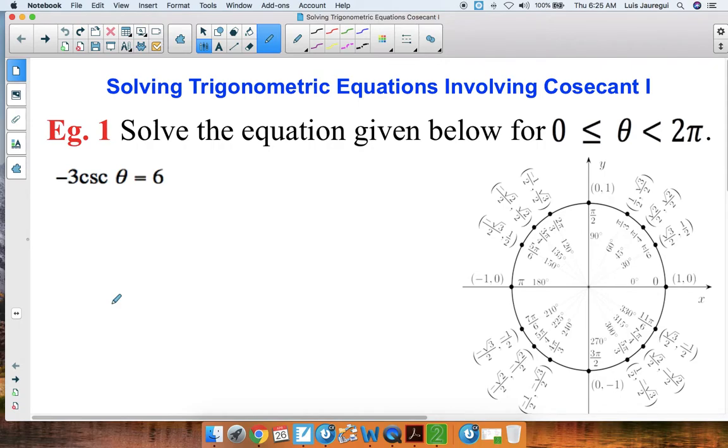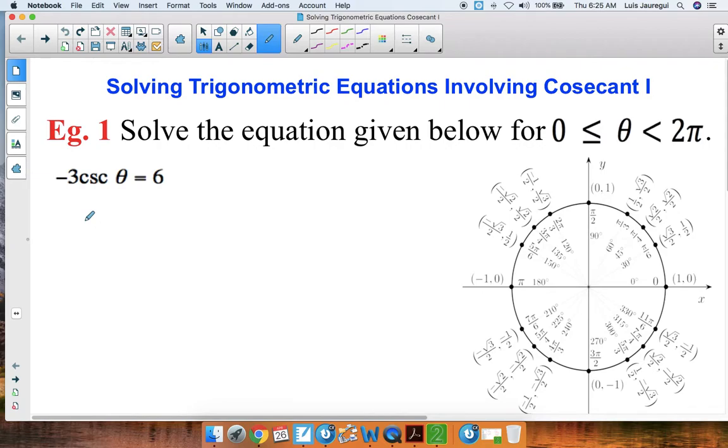Welcome. In this video, we'll be solving trigonometric equations involving cosecant, part 1. Let's take a look at our first example. Solve the equation given below for theta greater than or equal to 0 and less than 2 pi. Here we have the equation negative 3 cosecant of theta is equal to 6.